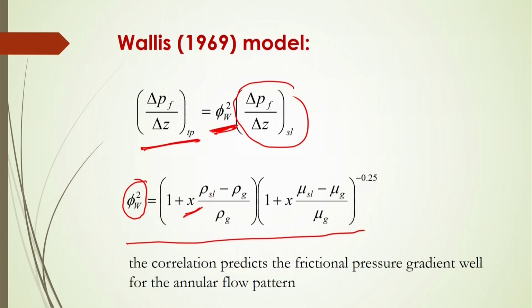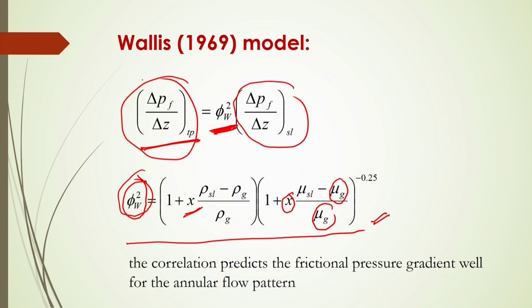So, if you know the slurry density, the slurry viscosity, the mass quality of the gas and other physical properties, then you can directly obtain this equation. And then if you multiply the single phase slurry frictional pressure drop by this multiplier, you will get the 3 phase pressure drop. Now, these correlations actually predict the frictional pressure gradient well for the annular flow pattern. So, if there is any annular fluidized bed, you can apply this Wallis model to predict or analyze the frictional pressure drop of this 3 phase flow inside the bed.